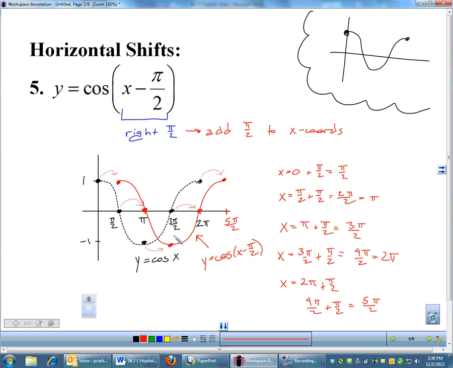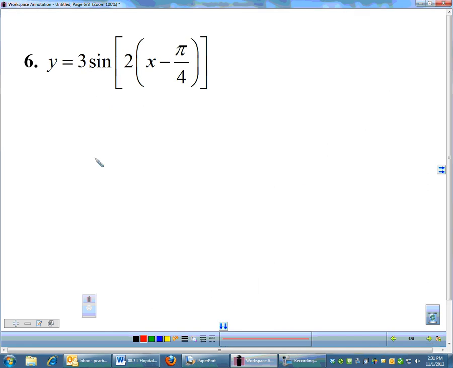Just start with your basic graph, and then we'll add pi over 2 to all the x's, or whatever the shift is. Let's see, how long did that take? That probably made this a little bit longer, 13 minutes. But 2 more problems I want to do.